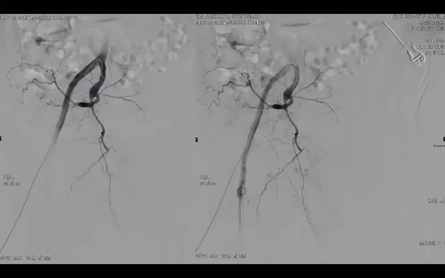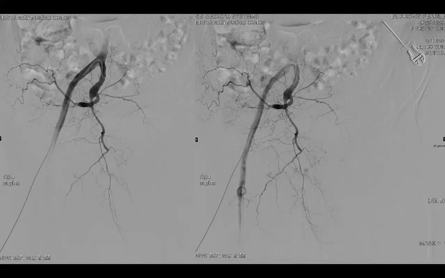Looking on the left-hand side here, we exchanged the pigtail catheter for a sauce catheter and used it to select the right internal iliac artery. Very nice injection, but we do not see the pseudoaneurysm that we saw on the prior angiogram.